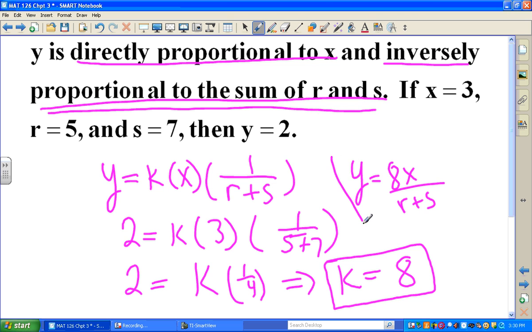I just shortened it up a bit. I didn't put 8x times 1 over R plus S. I just put 8x over R plus S. Okay, any questions on that? I believe that question was number 10.